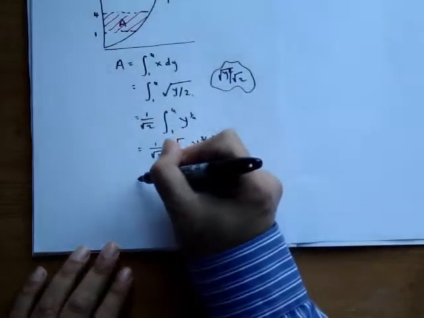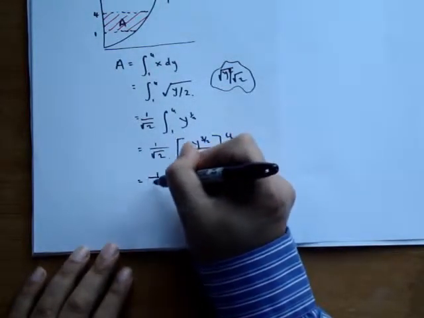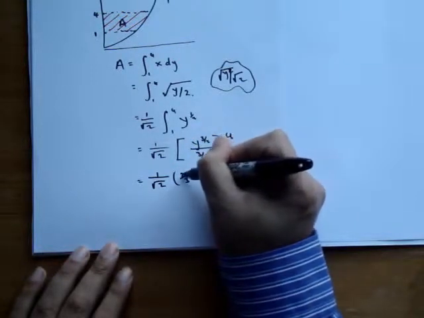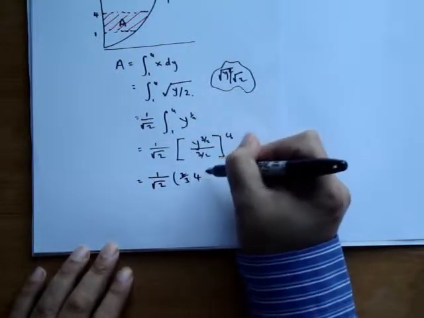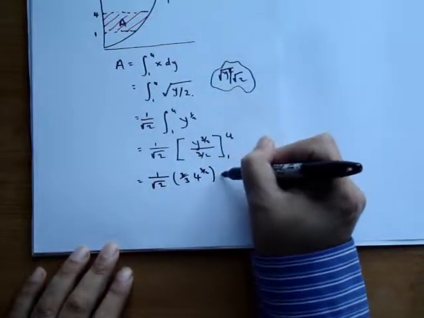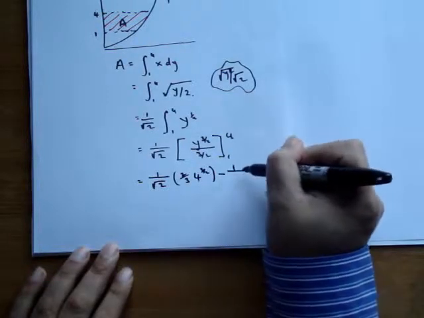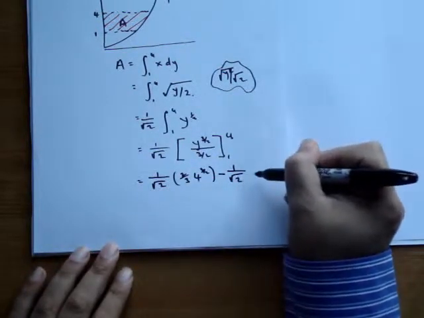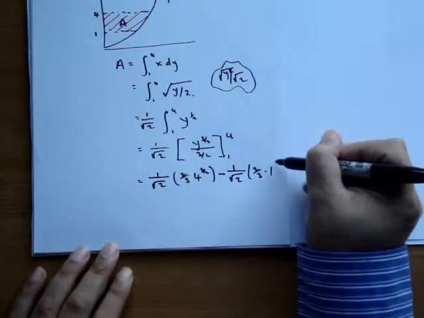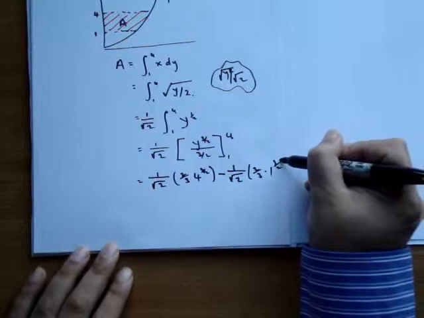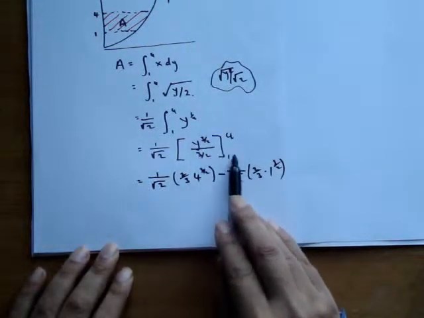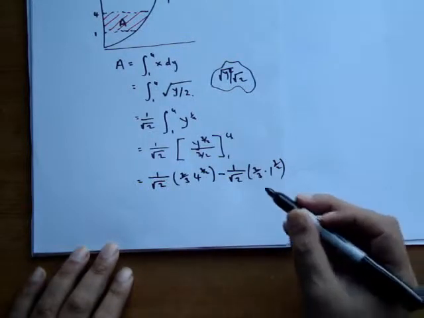So this then becomes 1 over square root of 2, 2/3, 4 to the 3 over 2, minus, again, 1 over square root of 2, 2/3, multiplied by 1 to 3 over 2. So here we substituted the 4 into the equation, and here we substitute the 1 into the equation.